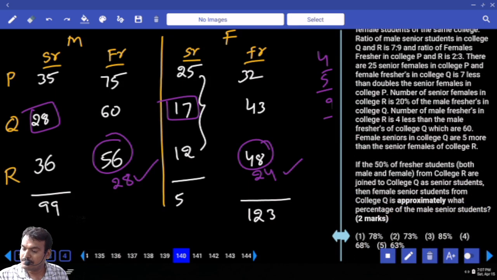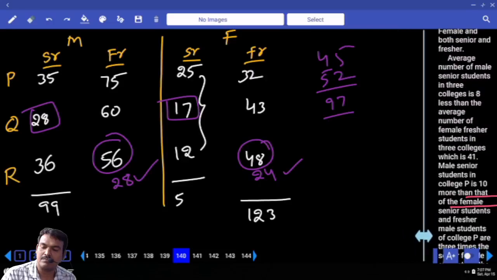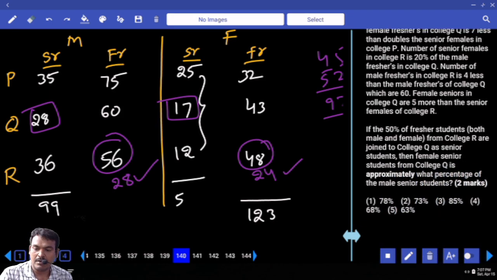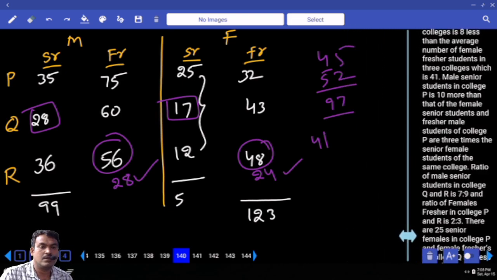What is the question here? Female senior students from college Q. How many members? Female senior students in college Q: 41. 41 or 40? 41. That is what percentage of the male senior students? Male senior students in college Q: 56. 41 upon 56 multiplied by 100.